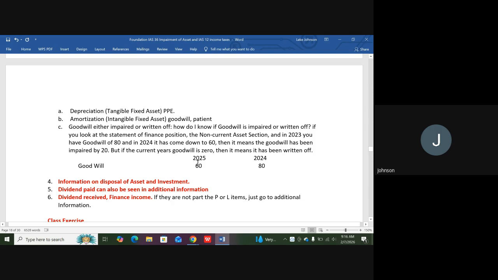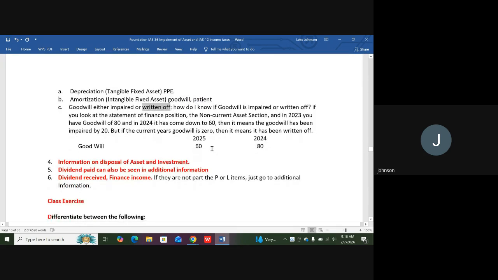So how do you check for impairment? You compare the carrying amount of that asset to the recoverable amount. If the carrying amount is higher than the recoverable amount, you need to write down that asset to the recoverable amount. So in 2024, the asset was 80. In 2025, it's now 60. Therefore, this thing has reduced. Something has happened. Is it as a result of impairment, or has it been written off? So you need to determine that.